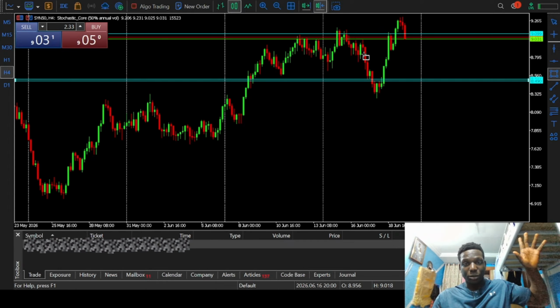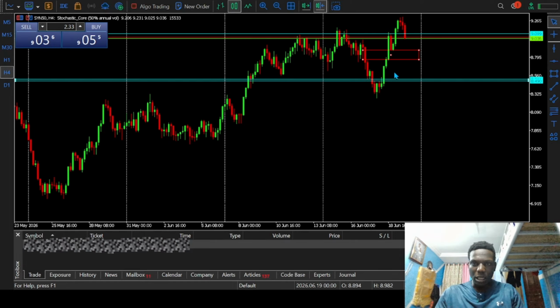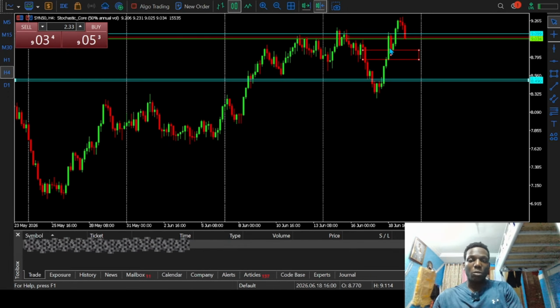But watching my thought process, so I will recognize how I'm thinking. I was thinking that the market will come all the way up here and start retracing from here to be able to fill in this fair value gap again.